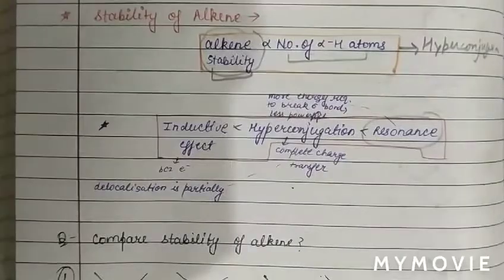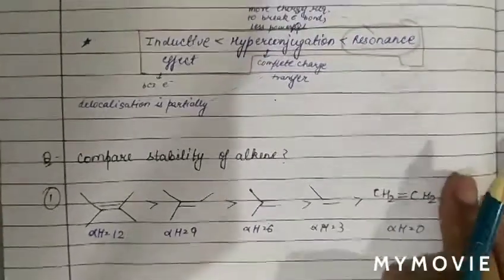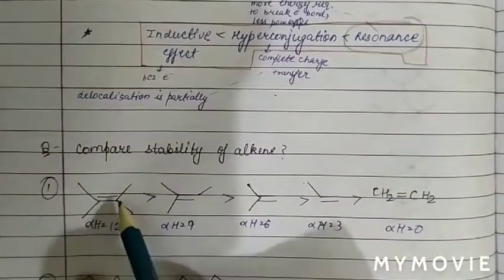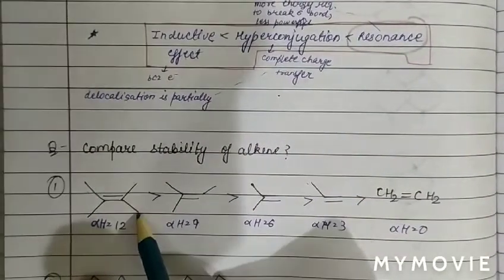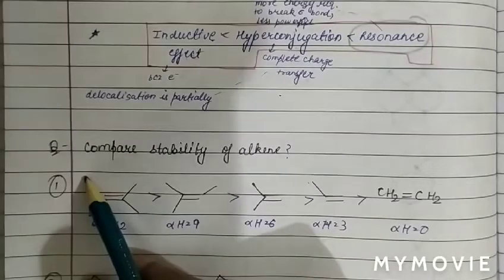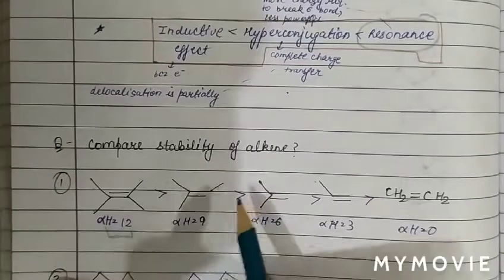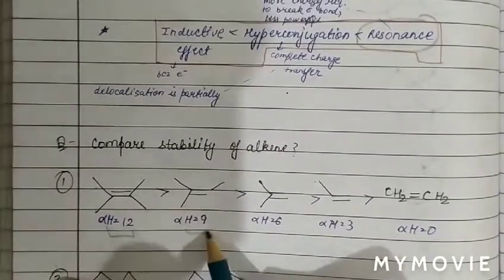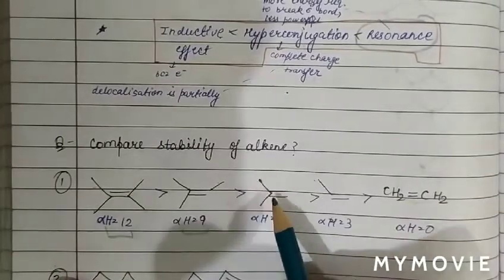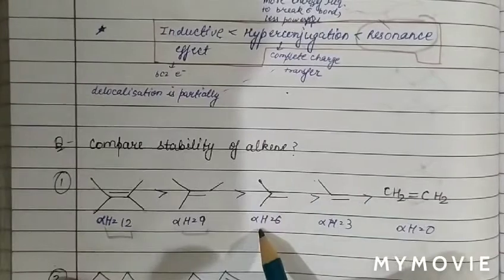Now we have to compare the stability of alkenes. See, the first question: in this case we can see sp2 carbon with 3 alpha hydrogens, 3, 3, and 3 alpha hydrogens. So basically a total of 12 alpha hydrogens. Now here we can see 3, 3, 6 and 3, 9. So 9 alpha hydrogens. Here we can see sp2, sp3 and sp3, so 3 and 3, 6 alpha hydrogens.